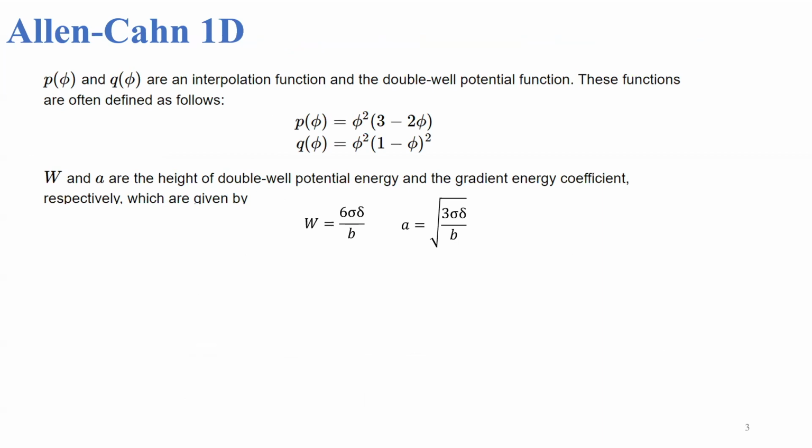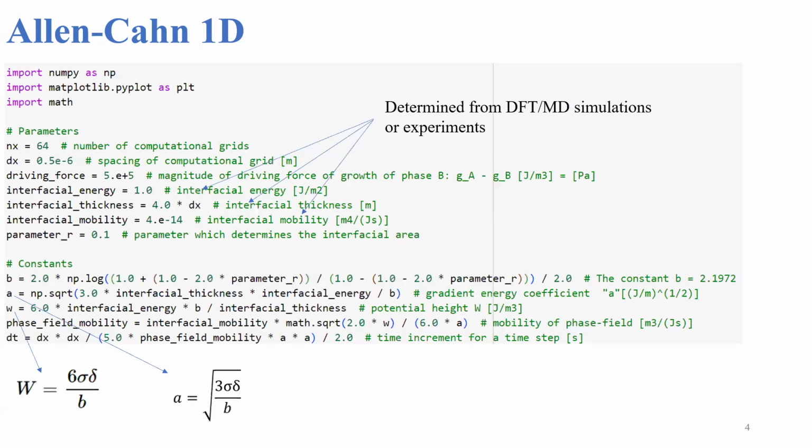An important concept in the double well potential is the height of the double well, denoted by W, and the gradient energy coefficient A. We can solve the double well potential to get W and A, and we will use them in solving the Allen-Cahn equation in 1D.